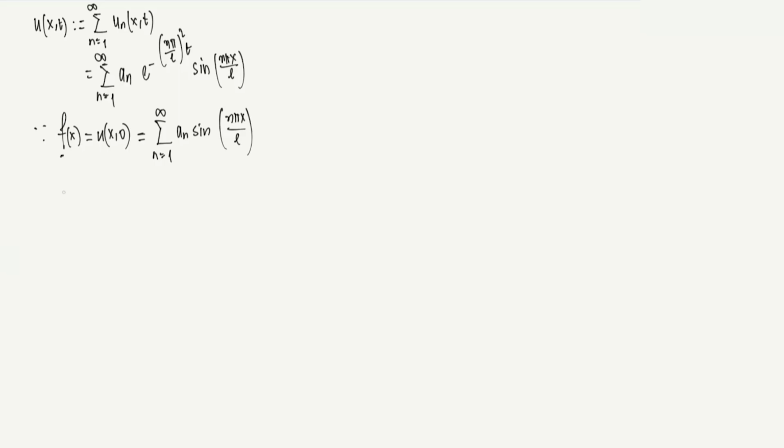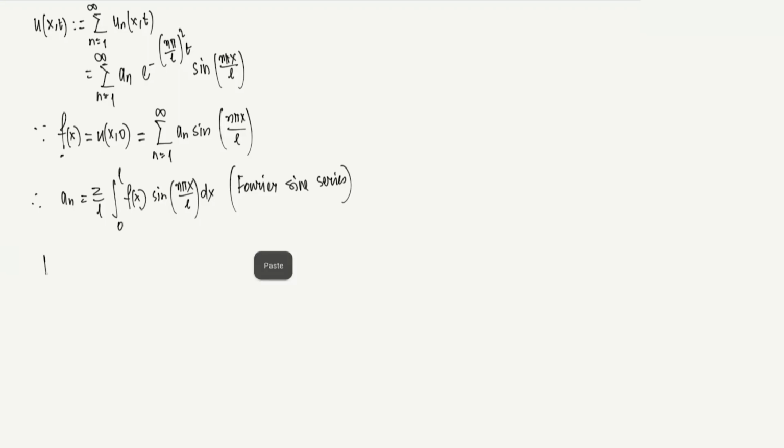And so if you do that, what is a_n? Therefore a_n will be 2 by L, integral from 0 to L, since minus L to L becomes 0 to L, of f of x sine of n pi x by L dx. Yes, we talked about it. So this is via the Fourier sine series. If you don't remember, please go back to those videos and look at it.